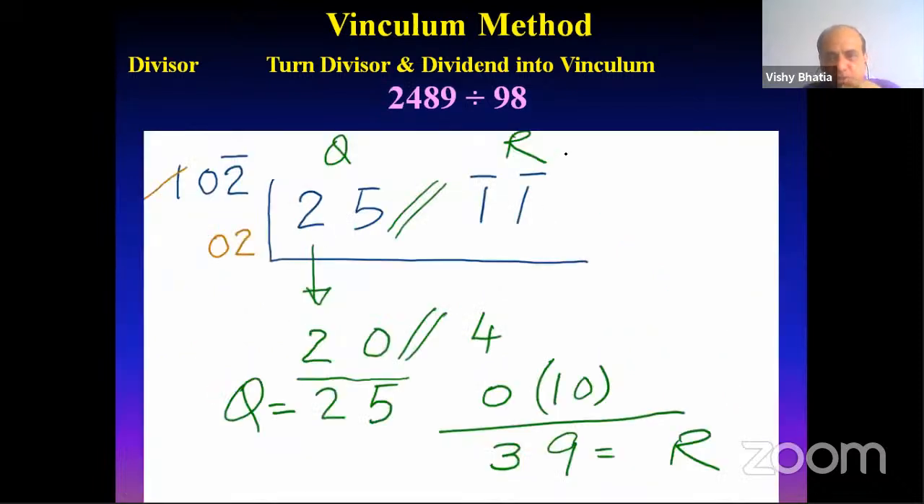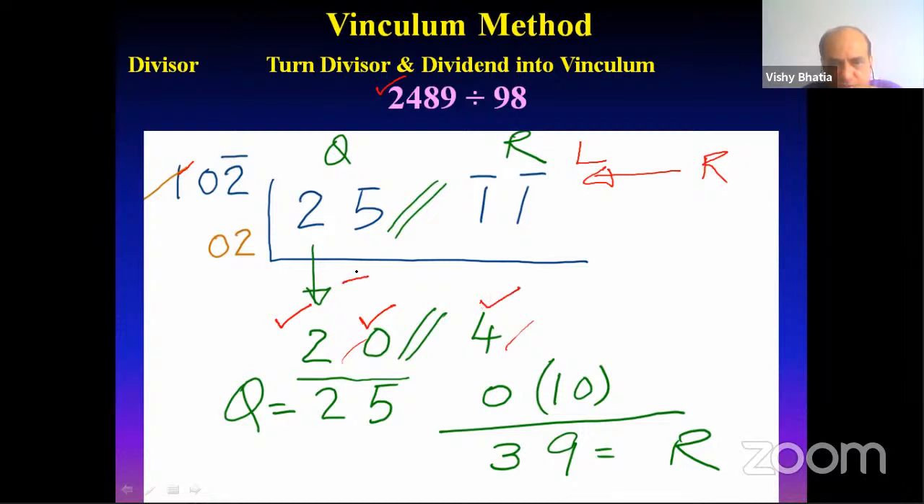Very simple. Again, same process, moving from right to left. So I have a new dividend over here. Instead of 2489, I've made it into 25, 1 bar, 1 bar. And because 98 is 102 bar, my divisor is beginning with a 1. I drop this 1. I transpose this into 02. I drop the 2 as it is. 2 multiplied by 0 is a 0. And 2 multiplied by 2 is a 4.